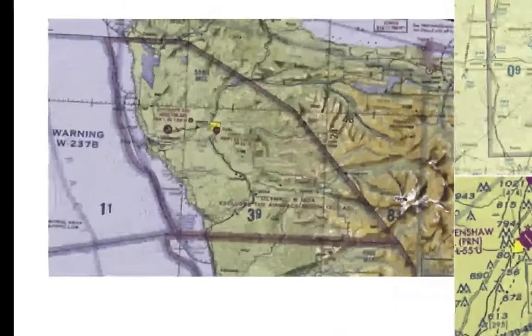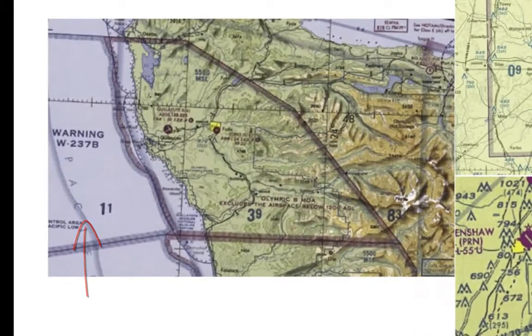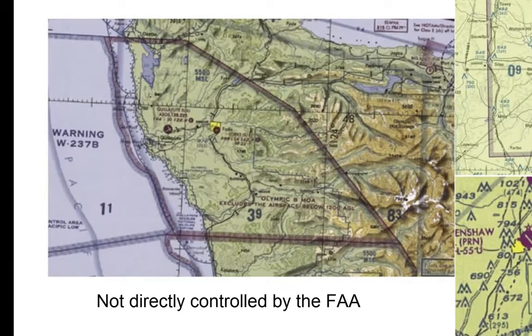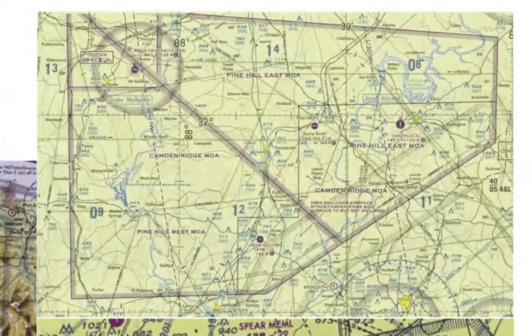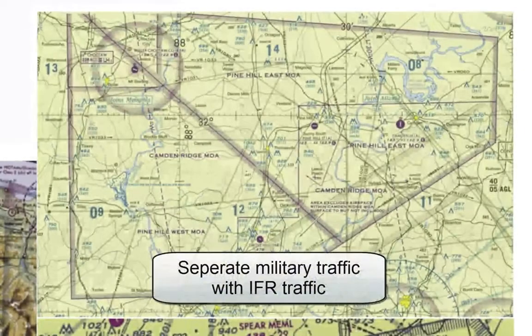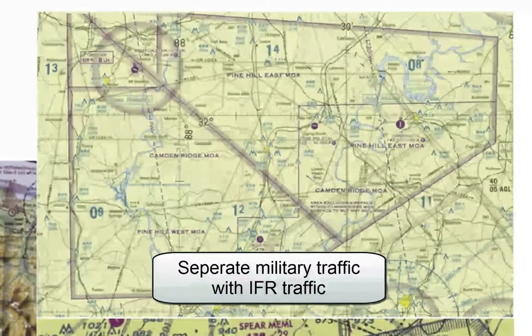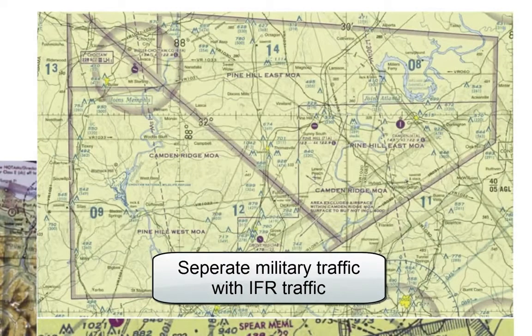A warning area, shown on the left, is airspace of defined dimensions extending from 12 nautical miles outward from the coast of the United States, containing activity that may be hazardous to non-participating aircraft. This area is not directly controlled by the FAA and is a warning to non-participating pilots of potential danger. The right top picture shows a military operating area. These areas are established for the purpose of separating certain military training activities from IFR traffic. During operations, non-participating IFR traffic may be cleared through a military operating area if IFR separation can be provided by air traffic control.